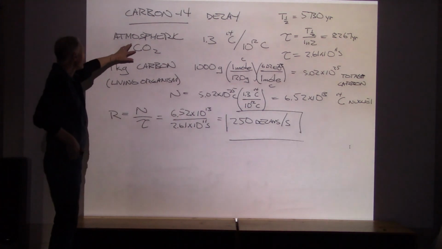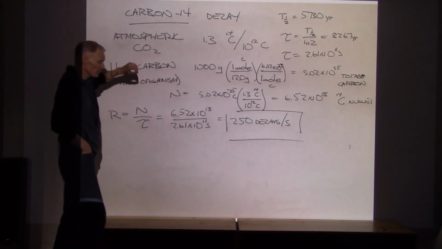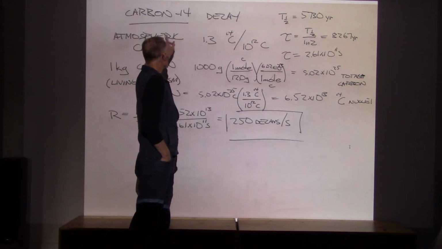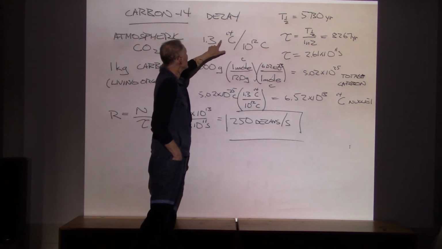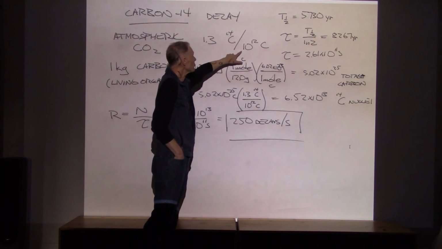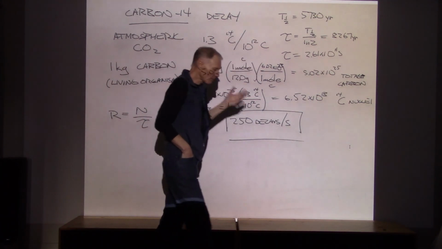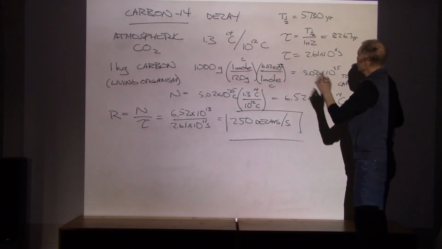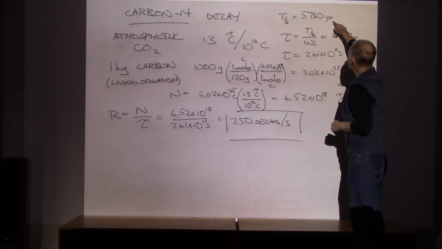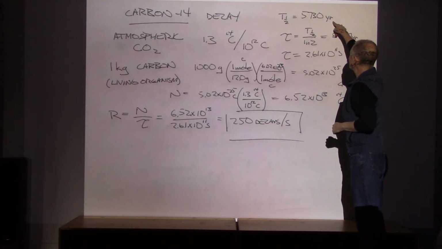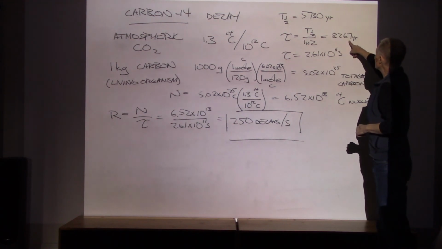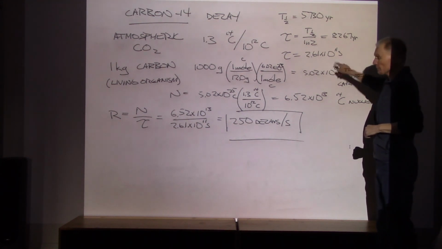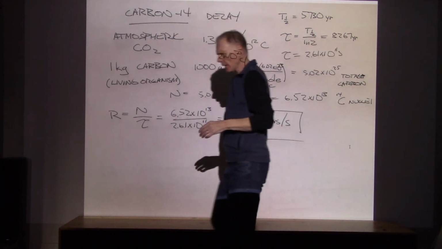and so it turns out that the carbon dioxide in the atmosphere, of those carbons, 1.3 carbon-14s for every trillion carbons. Now we've looked at some examples with carbon decay already, carbon-14, and so we've looked at the half-life, 5,730 years, we've looked at the lifetime in years, and we've looked at the lifetime in seconds. So let's do this calculation.